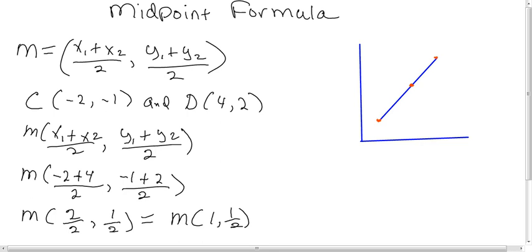So again, it's a pretty simple concept. You're just trying to find the average, so you're going to add your x values and divide by 2 to get the average, and then you're going to add your y values and divide by 2 as well. Again, we take our first x and add that to our second x, and our first y and add it to our second y, and just divide by 2.